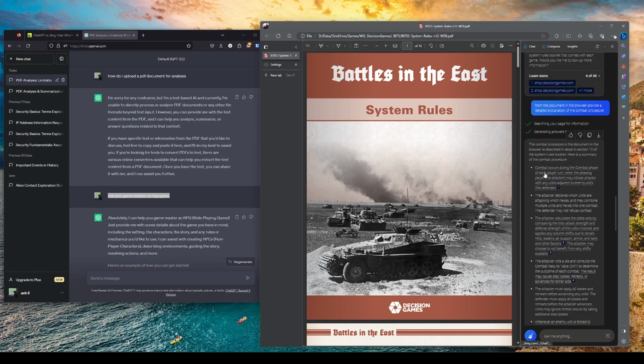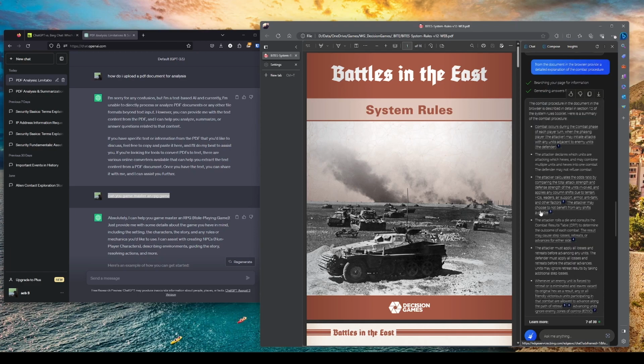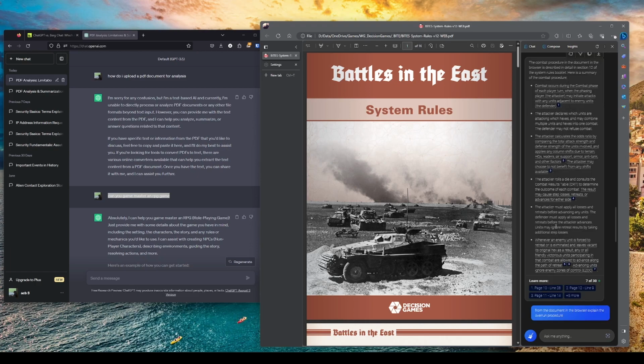Again, combat occurs during the combat phase, declares which units are attacking, combine multiple units, defender may not refuse, yeah, that's nice. Attacker calculates the odds. Attacker may choose to not benefit from any shifts available. Well, even I didn't pick that up. Attacker rolls a die, consults the CRT. Now see, yeah, it's got the DRMs here. It does mention you have to do it. The attacker must apply all losses and retreats before advancing any units. Defender must apply all losses and retreats before the attacker advances.